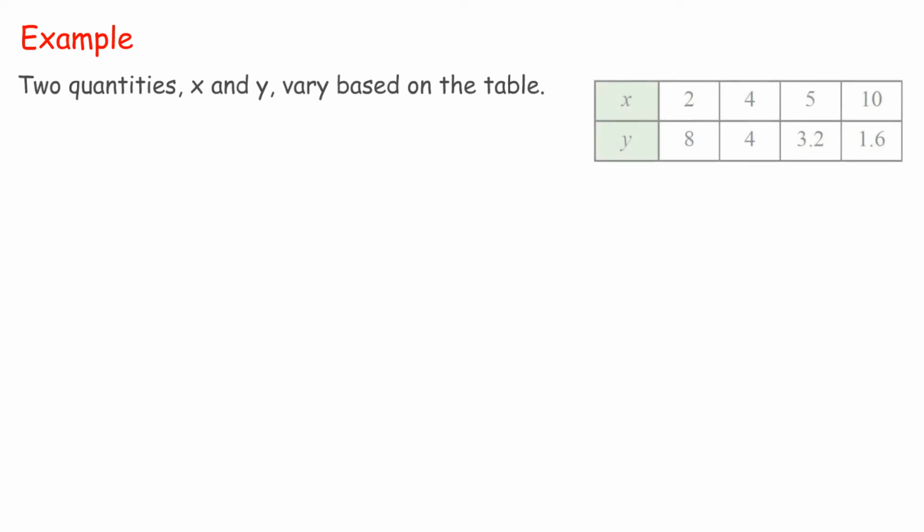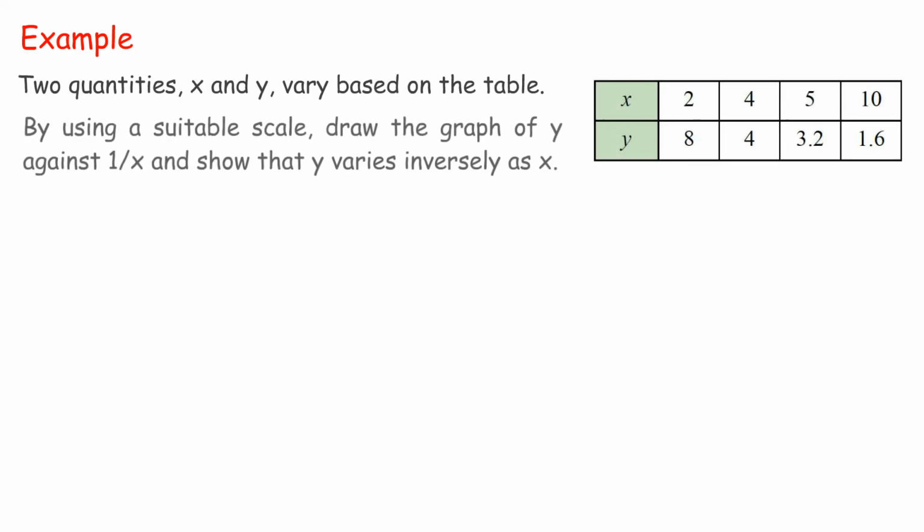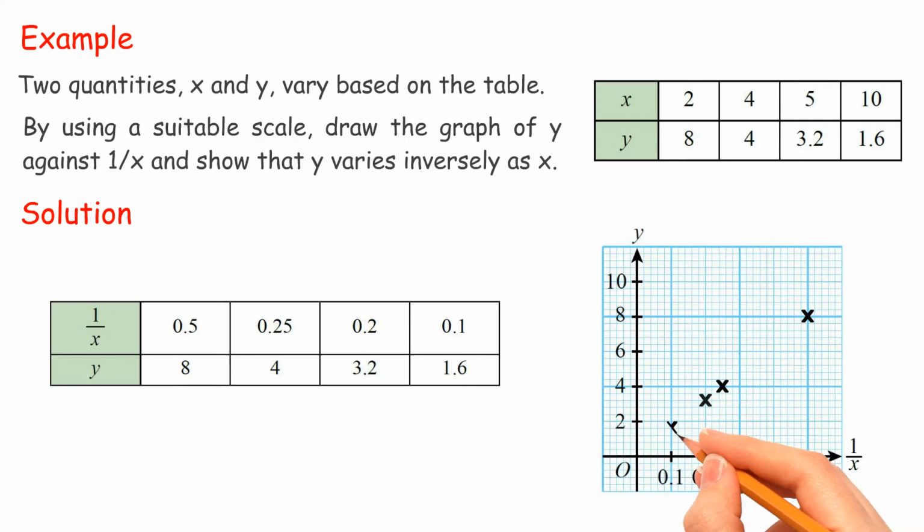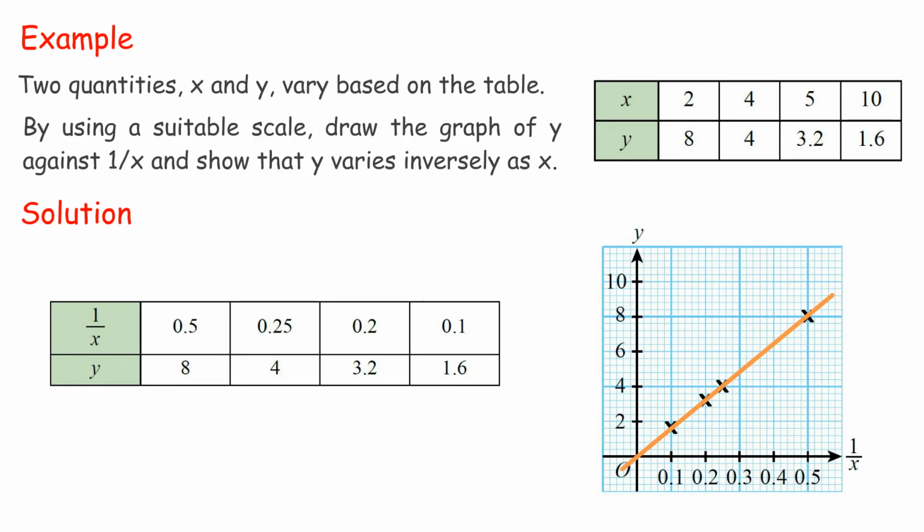Example: 2 quantities, x and y, vary based on the table. By using a suitable scale, draw the graph of y against 1 over x, and show that y varies inversely as x. Solution: the graph of y against 1 over x shows a straight line that starts from the origin. Hence, y varies inversely as x.